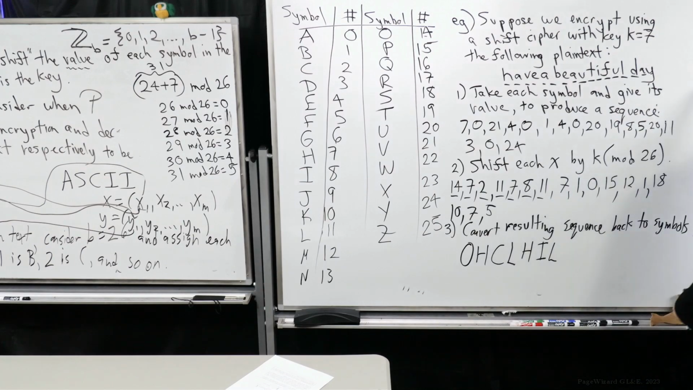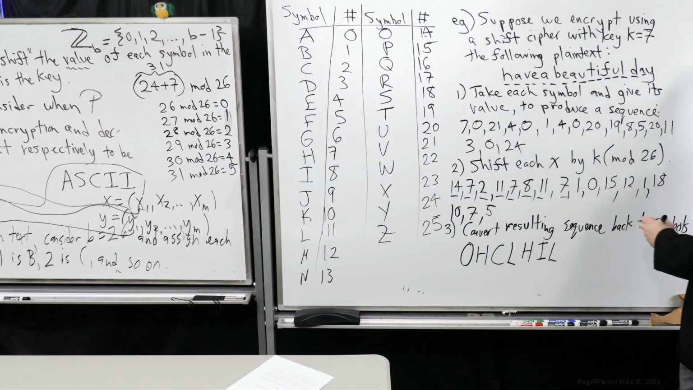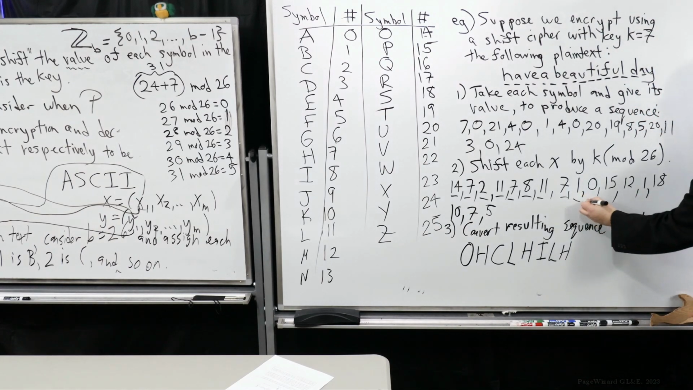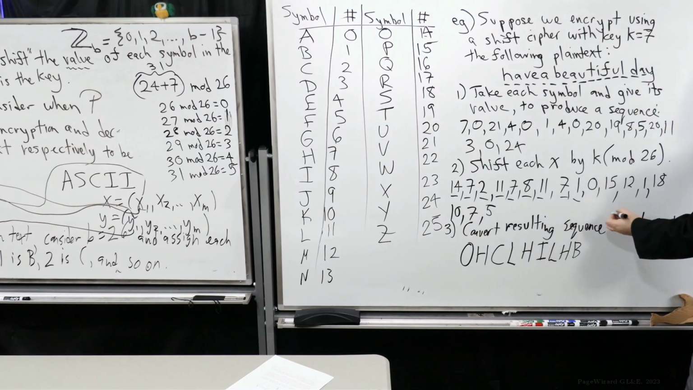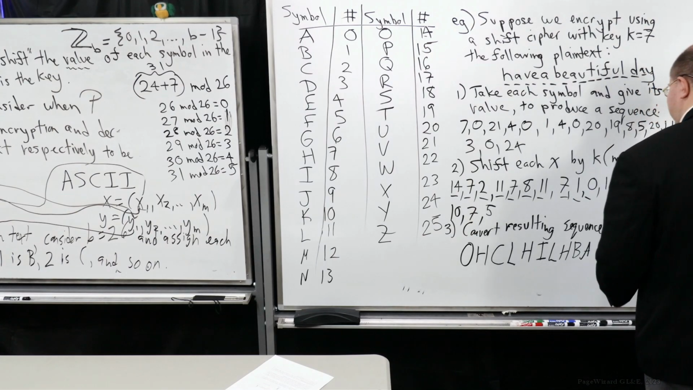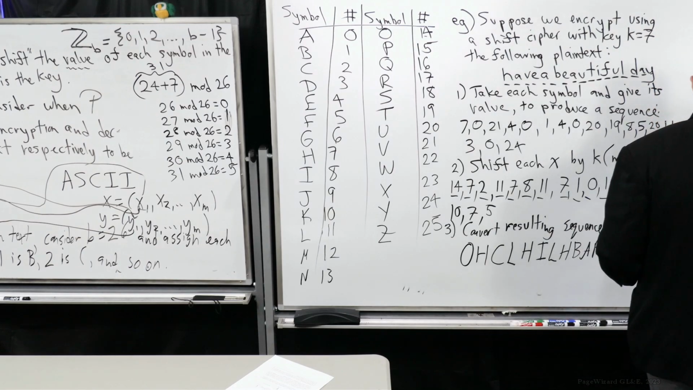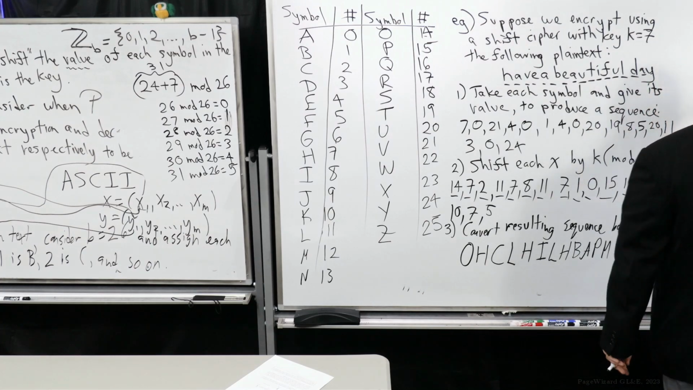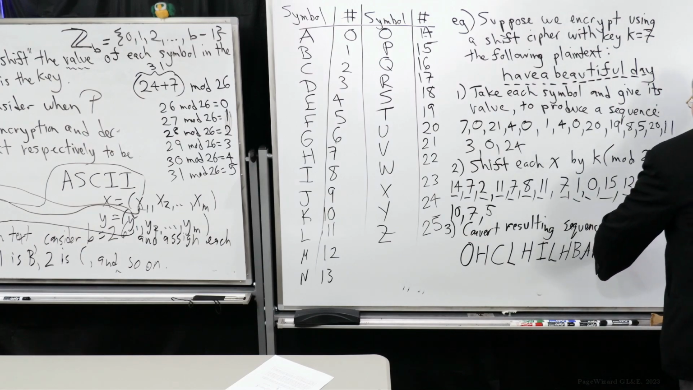We have L again. Then we have 7 again. 7 is H. Then we have 1. 1 is B. Then I have 0. That's just A. Easy peasy. We got 15. That's P. Then we got 12. 12 is, where is 12? Oh, it's over there. Got M. Then we have 1. That's B.